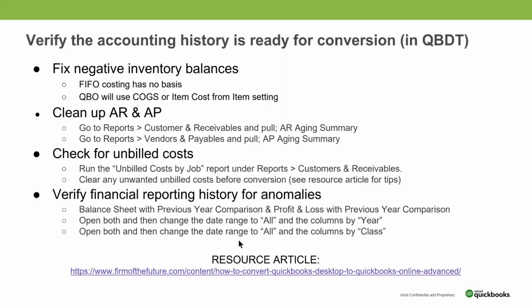And then the final thing we want to look at here is looking at the reporting history for anomalies. So it's a good idea to run both the P&L and balance sheet with previous year comparison for the entire history of the file. The reason we're checking this is that some clients may have used their chart of accounts in very interesting ways in the past, right? I did have a client who set up a cost of goods sold account and had all of her vendor names on the chart of accounts. You really need to see what went on before you were a part of their accounting. And is that something you want to clean up, or maybe cut it off and just bring over a certain amount of the Desktop file?